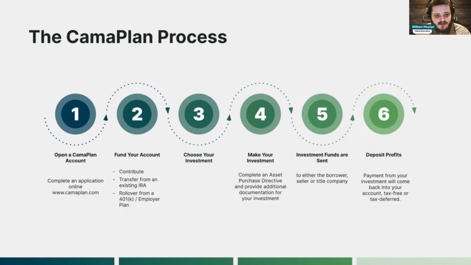The next step is to choose the investment. If you're familiar with real estate, you want to identify a property or a plot of land you want to purchase. If you are more of a lender, you want to find a borrower. If you want to invest in a privately traded company, find that company, talk to them, let them know you want to invest with your IRA. If they're familiar with it, great. If they're not, bring them to us. We'll teach them how to do it.